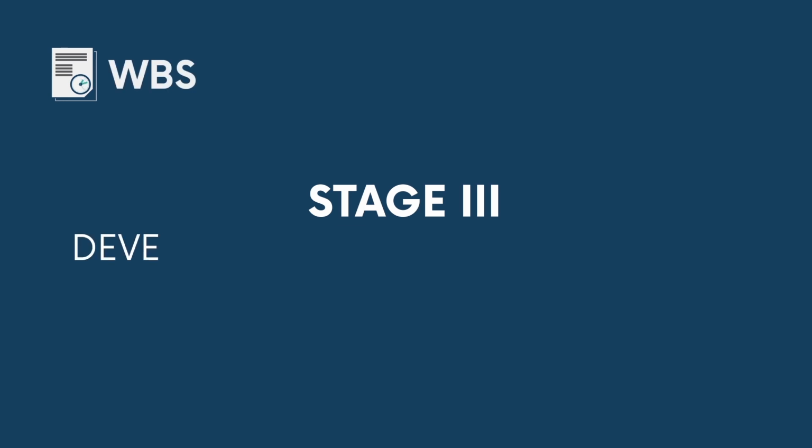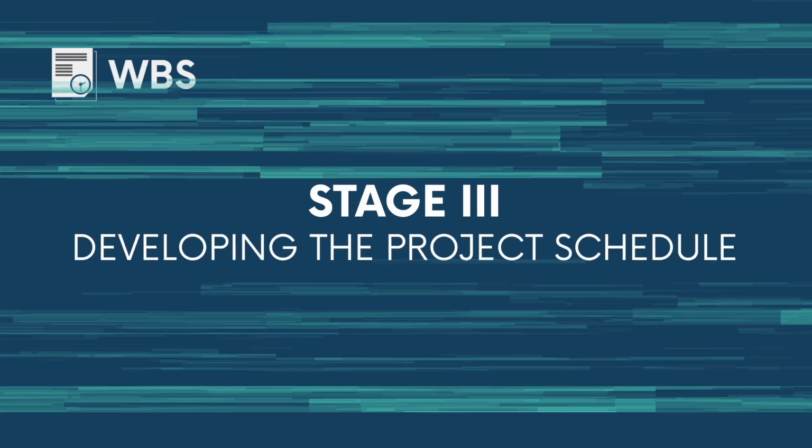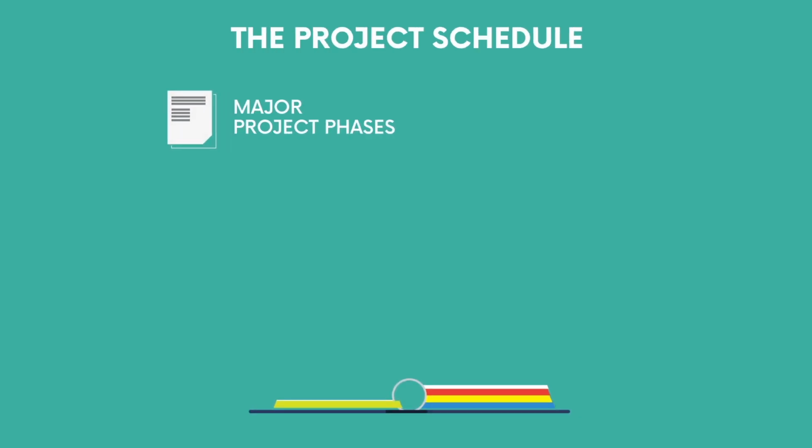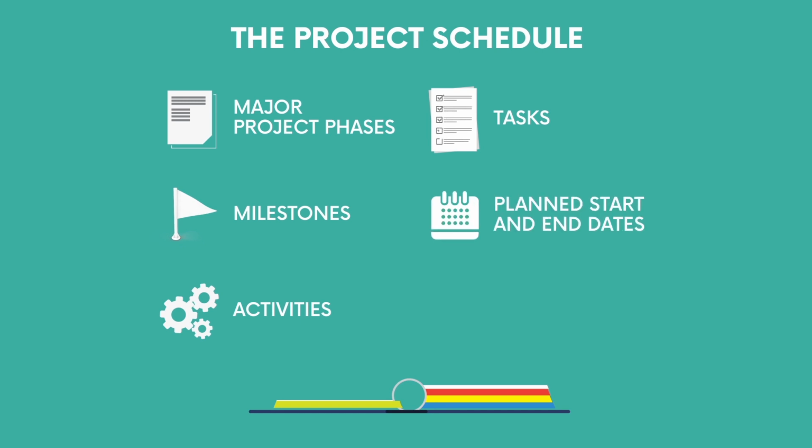Stage 3. Developing the project schedule. The project schedule is a detailed plan of major project phases, milestones, activities, tasks, and the planned start and end dates for each task, as well as the resources allocated to each task.